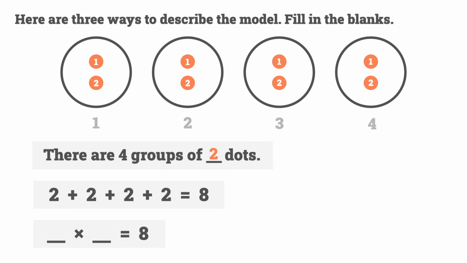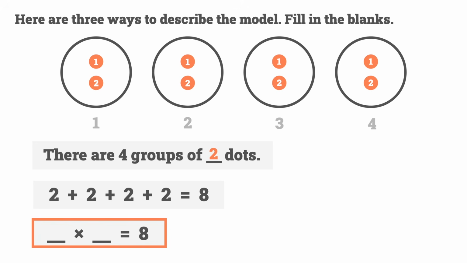The problem has already described the model using addition. 2 plus 2 plus 2 plus 2 equals 8. Now we just need to describe the model using multiplication. We see that a missing number times another missing number equals 8. How do we know what those missing numbers are? We know that we have to multiply the number of groups by the number of dots in each group.